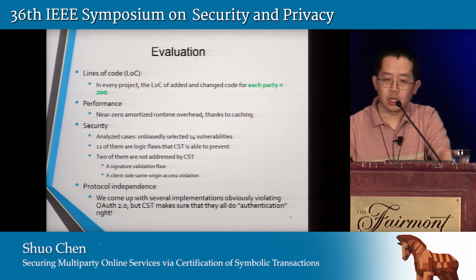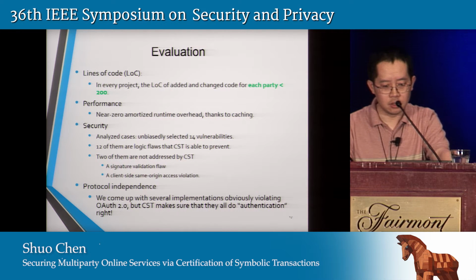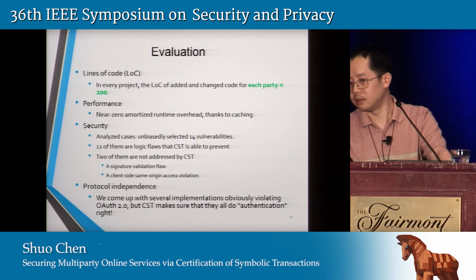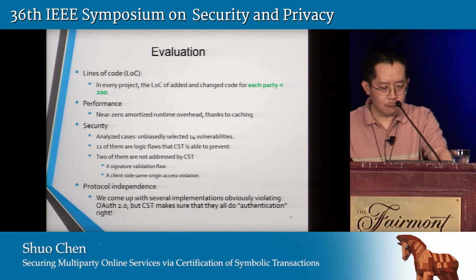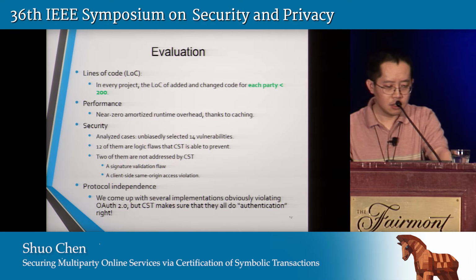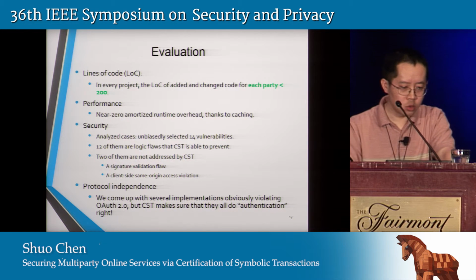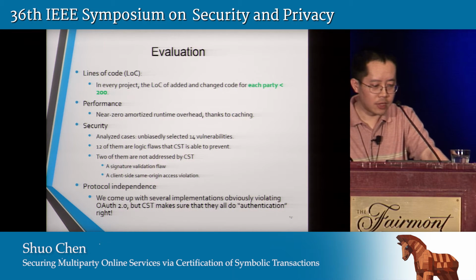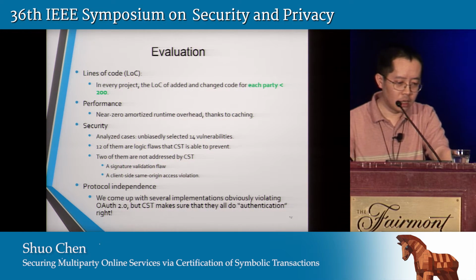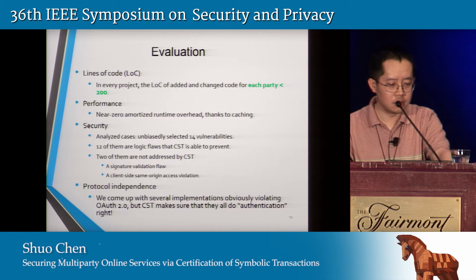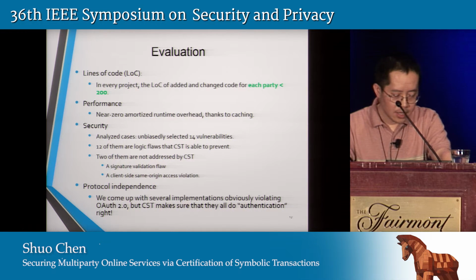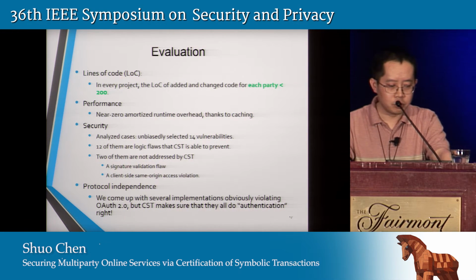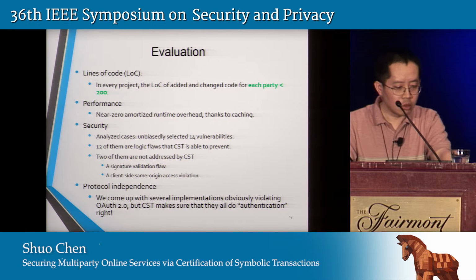For performance, because of caching, we are able to achieve a near 0 amortized runtime overhead. And for security, we selected 14 known vulnerabilities, and we conclude that 12 of them are logic flaws that CST is able to prevent, and 2 of them are not, including a signature validation flaw and client-side same origin access violation. Now, I want to say that a very big advantage of CST is protocol independence.